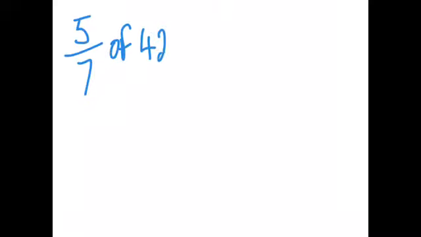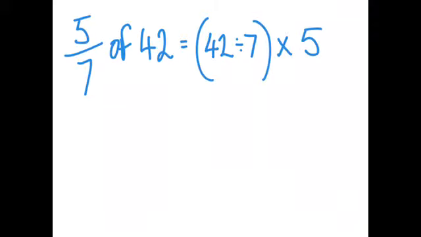I'll tell you what, rather than you doing one on your own, we'll do one together. So let's go with 5/7 of 42. Bit tricky numbers. So we put our brackets in. Numbers in reverse order, so it's 42 divided by 7 multiplied by 5.